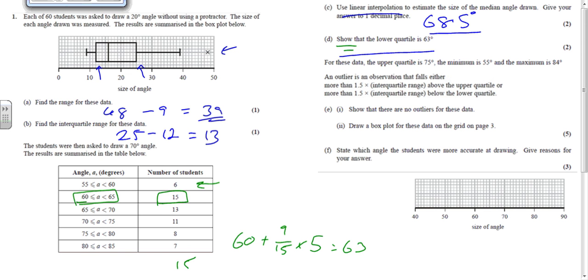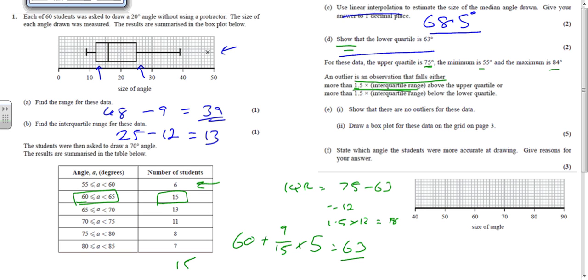For these data, the upper quartile is 75, the minimum is 55, and the maximum is 85. An outlier is this thing here. So there are no outliers for this data. If an outlier is 1.5 times the interquartile range, and the lower quartile is 63 and the upper quartile is 75, then the interquartile range is 75 take away 63, which equals 12. Now 1.5 times 12 equals 18.